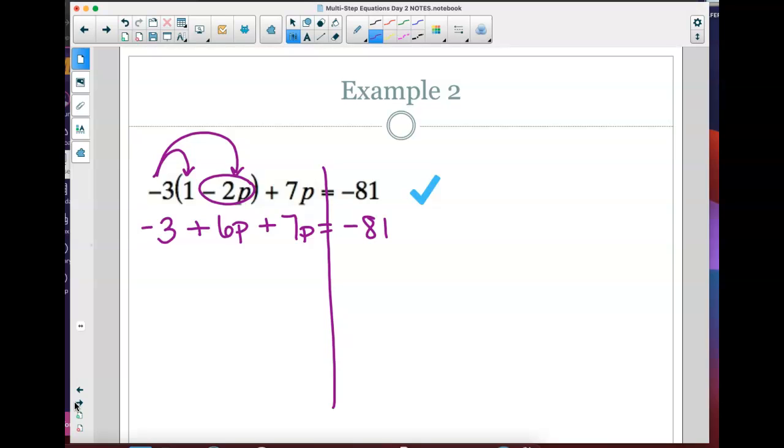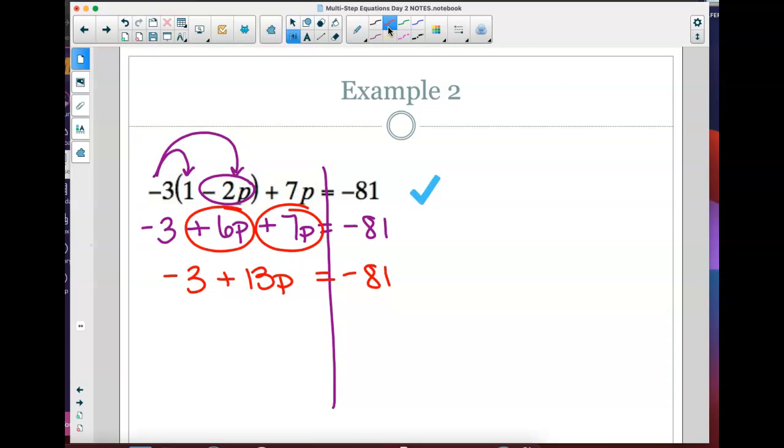Okay, I finished step 1. I did the distributive property. Step 2 is to combine like terms. Do I have like terms? Caleb? Absolutely. We have the 6p and the 7p that we have to put together. So we have negative 3 plus 13p equals negative 81. Okay, and now we're at a two-step equation.